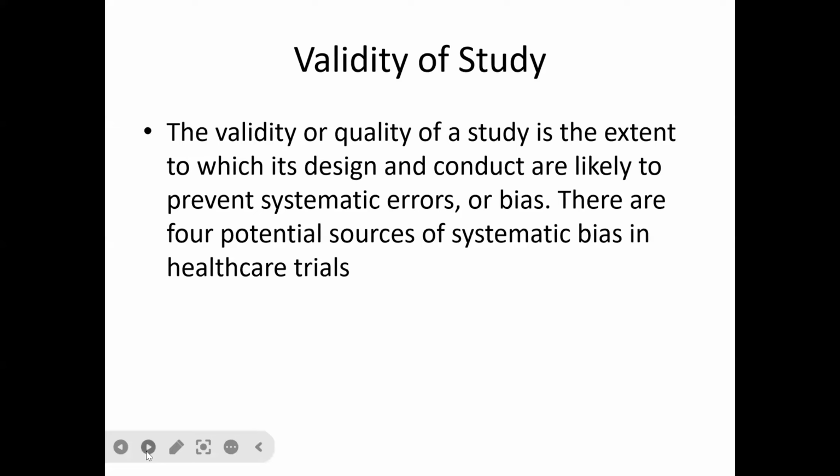Next. Validity of the study, or the quality of a study, is the extent to which its design and conduct are likely to prevent systematic errors or bias. There are 4 potential sources of systematic bias in healthcare trials.